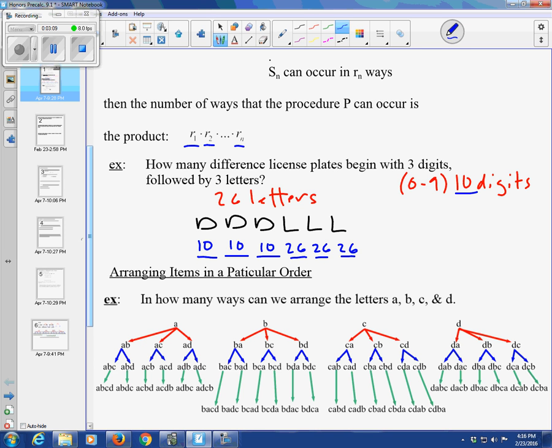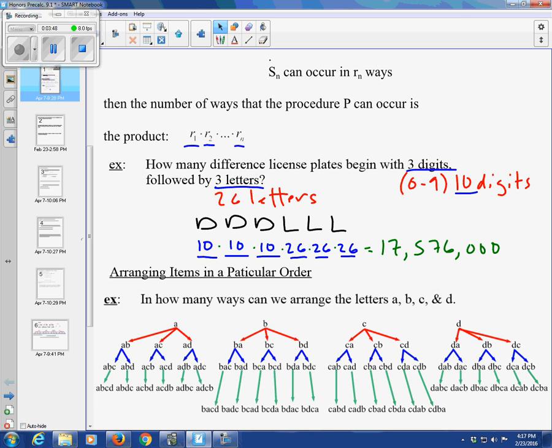So we can repeat letters and digits in this case, and right here what we would say is that the total possible number of outcomes, total possible number of license plates we can get would be the product of all the ways that each stage can happen. So right here, when we multiply all this out, we get 17,576,000 different possible license plates that we could get by choosing license plates with 3 digits followed by 3 letters.